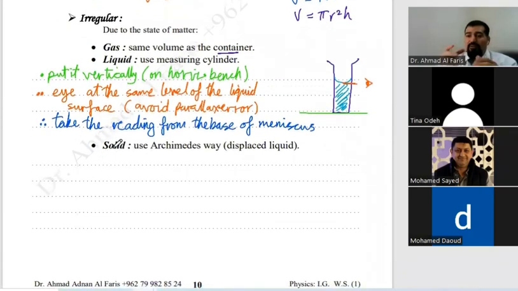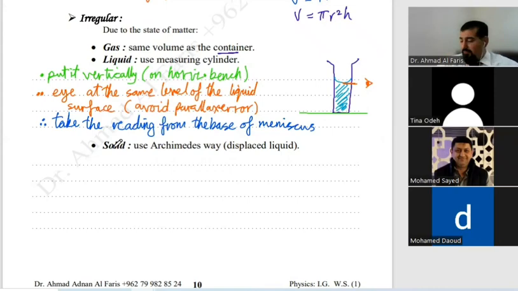Now for a solid, if I need to find the volume of any irregular shaped object, I need to do what Archimedes did when he said his famous word, Eureka. One of the answers from Tina: we pour liquid in a measuring cylinder and take the volume V1. Then we add the object so it is submerged, the liquid level goes up to V2, and we take the reading V2. Then the volume of the solid is the difference, V2 minus V1.